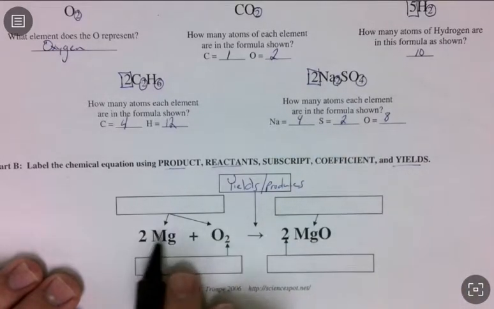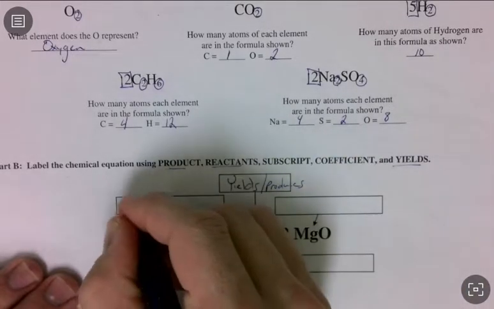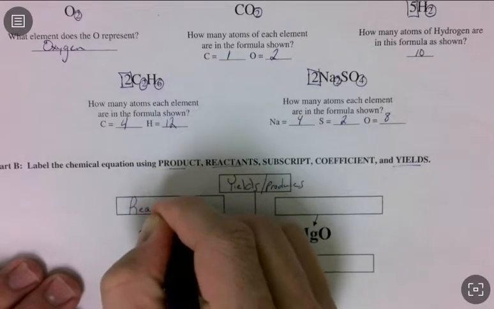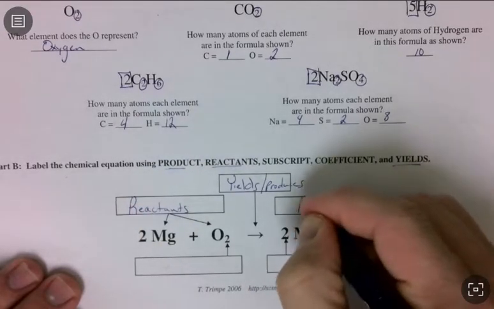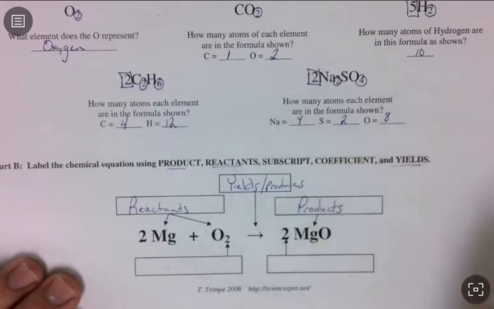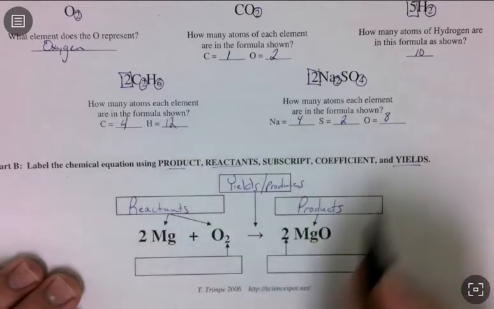So on the left-hand side here, we have the reactants. That's what goes into the equation as we're reading it from left to right. On the right-hand side, we have what are called the products, as we read it from left to right. So we took care of products, reactants, and yields.